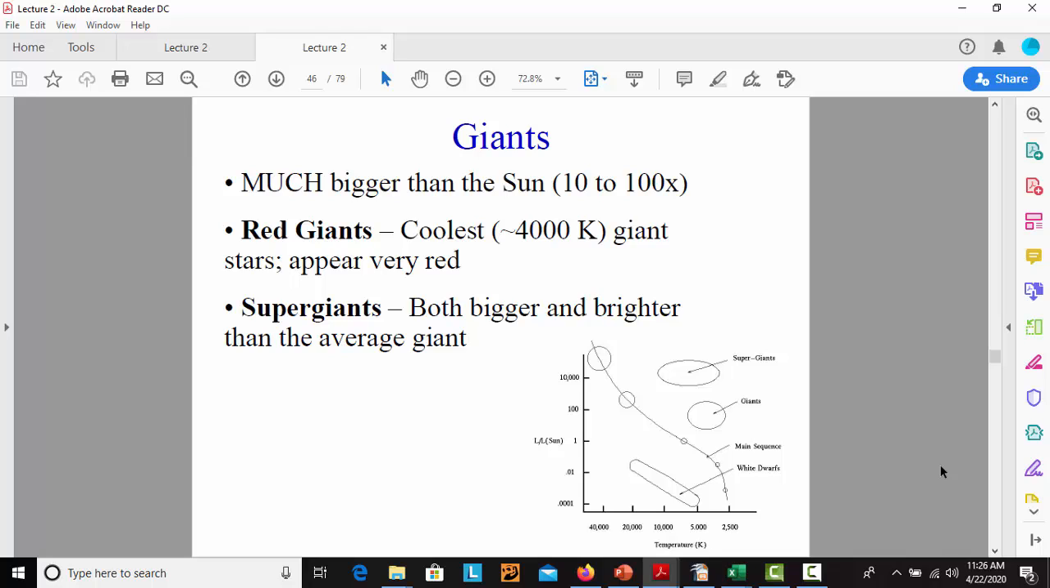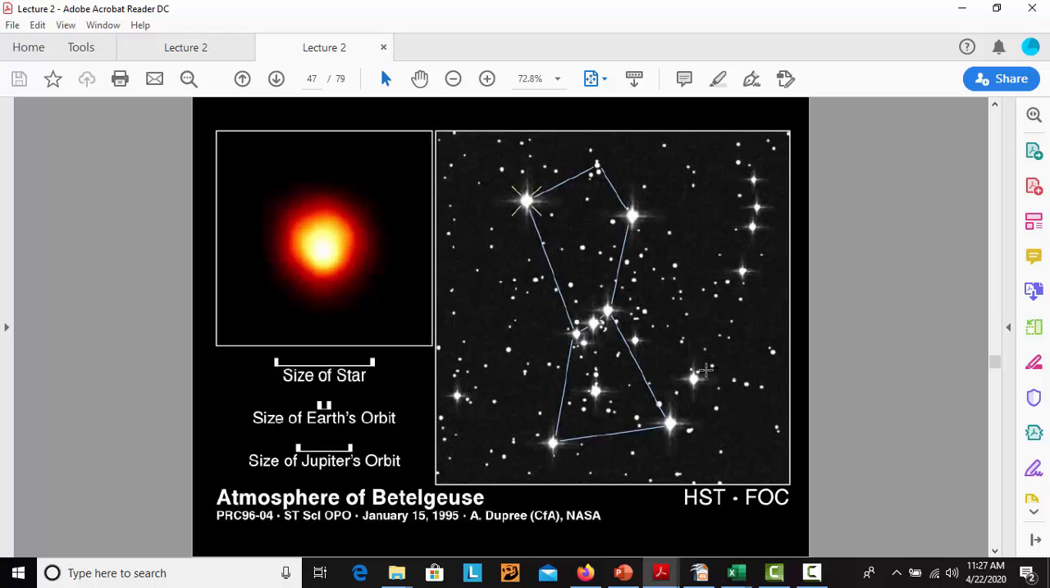We also have the giants. They're much bigger than the sun, 10 to 100 times larger. And we have the red giants, which are the coolest. They're about 4,000 Kelvin, the coolest giant stars, and they appear very red. The supergiants are both bigger and brighter than your average giant, so they end up in this region of the HR diagram.